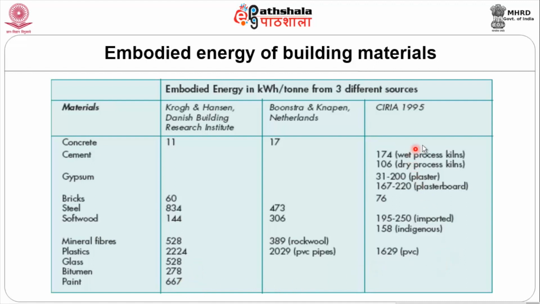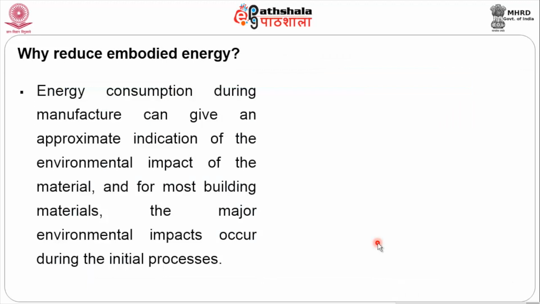And if you look at it in the Syrah 95, it comes around the value of about 158, and other indigenous or imported materials. If you look at plasterboards, it comes around 167 to 220. In the wet process, it gives a value of 174. In the dry process of the material, it gives 106. With the several recommendations, we can identify the proper embodied energy of the materials and identify the appropriate materials used in the building materials in terms of lesser energy production.